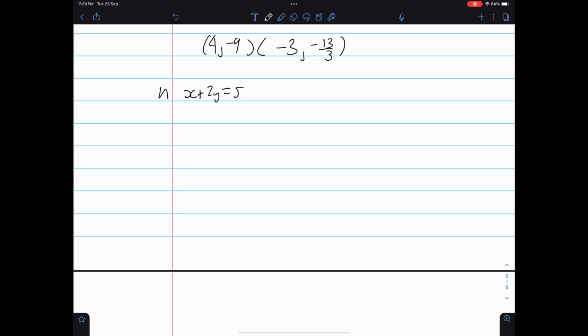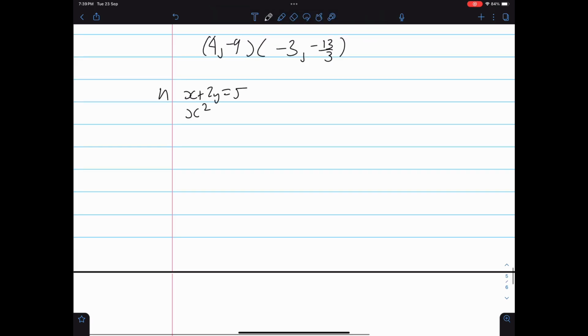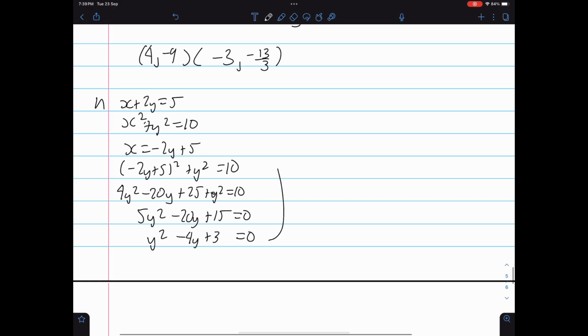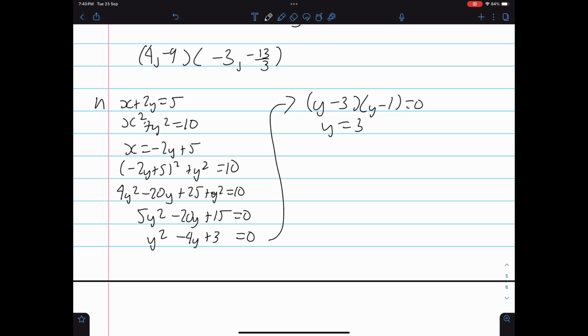Next, x plus 2y equals 5, x squared plus y squared equals 10. x is negative 2y plus 5, and so we can substitute that in. 4y squared minus 20y plus 25 plus y squared equals 10. 5y squared minus 20y plus 15 equals 0. y squared minus 4y plus 3 equals 0. (y minus 3)(y minus 1) equals 0. So y is either equal to 3 or 1.